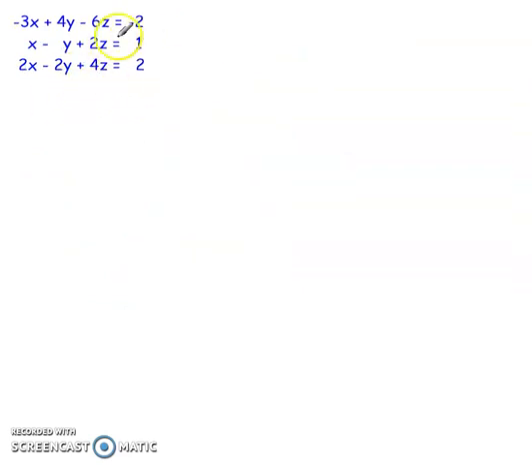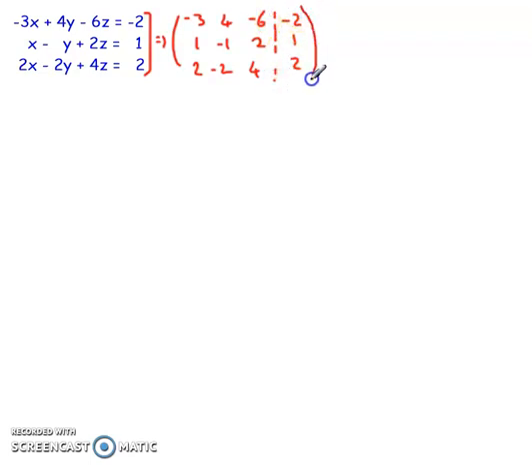The second system of equations was given by these three equations here. So again, what I'm going to do is start by putting it into an augmented matrix. So it's going to be -3, 4, -6, -2; 1, -1, 2, 1; and then 2, -2, 4, 2. So that would be my augmented matrix.